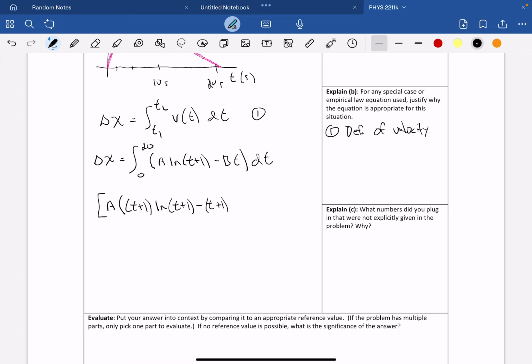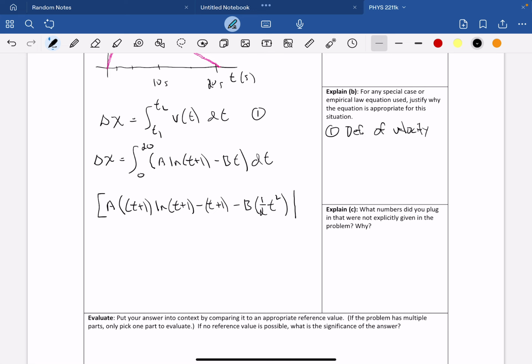Okay, so that was the integral of the first piece, and now we need to take the integral of the second piece, negative bt, so that's going to give me minus b times the integral of t, and the integral of t is 1/2 of t squared. And again, I've got a table of basic integrals and derivatives in the information sheet for this week.